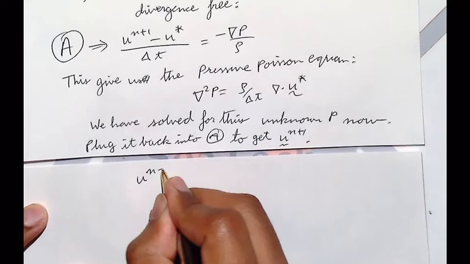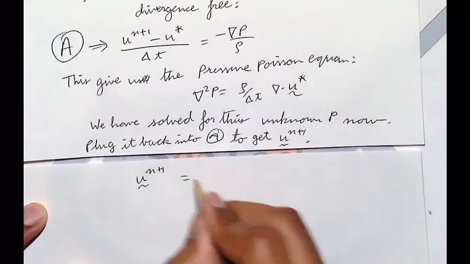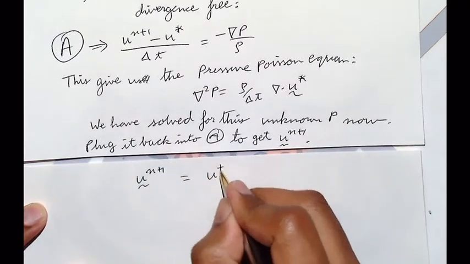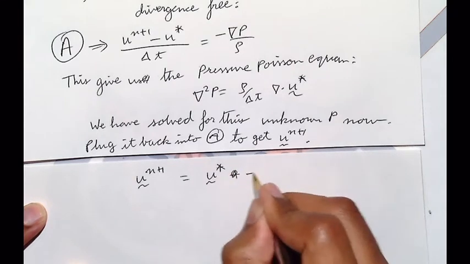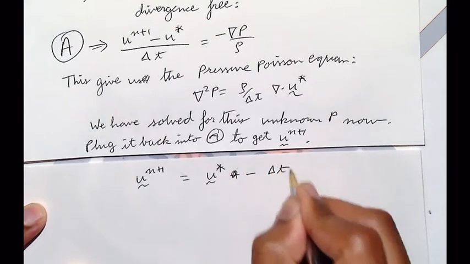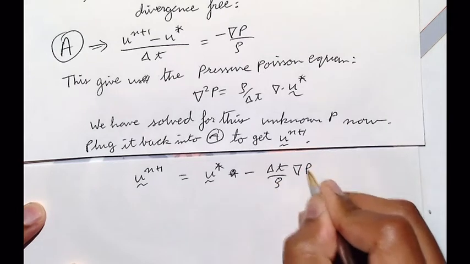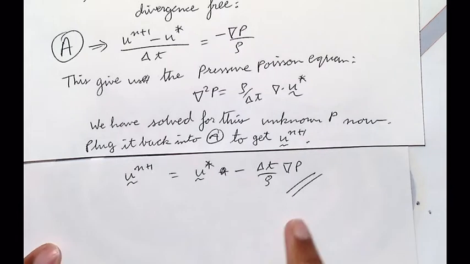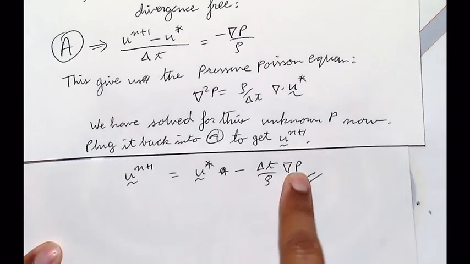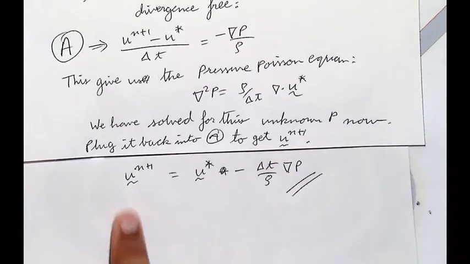So u^(n+1) is basically u star minus delta t over rho times the pressure gradient. Okay, u star is known, pressure is known, delta t and rho are known. You can go on to your next step. And then you repeat the whole thing over and over until you're happy, until you reach the final time that you want to reach.